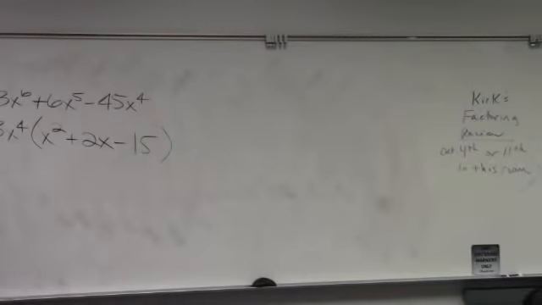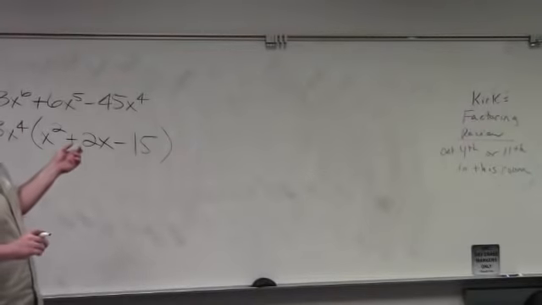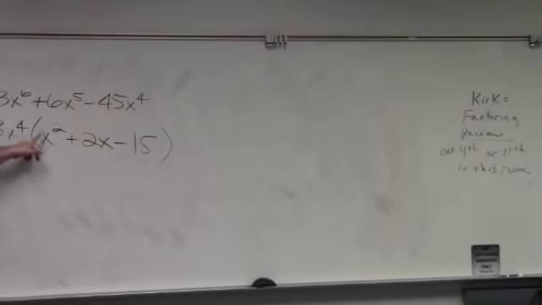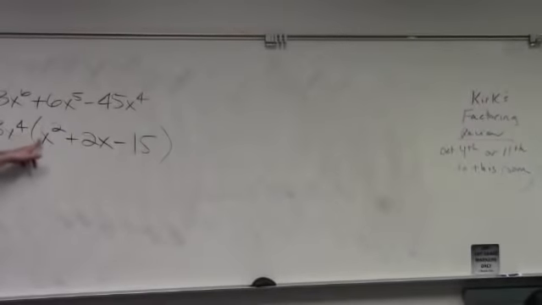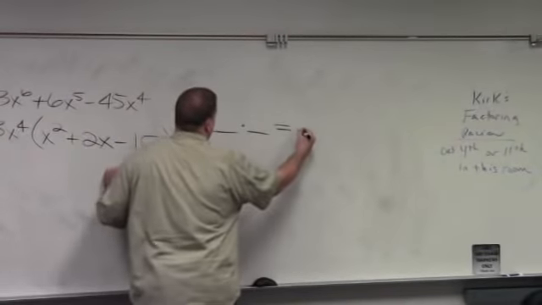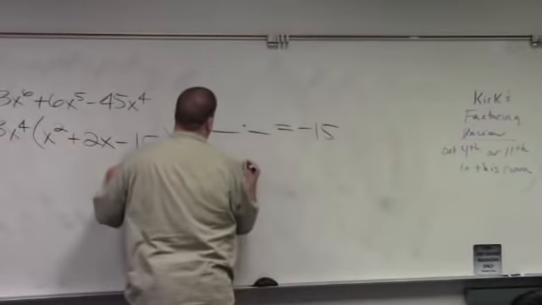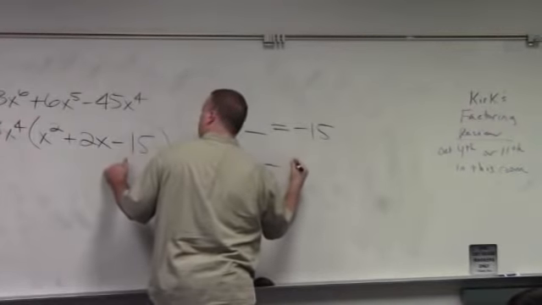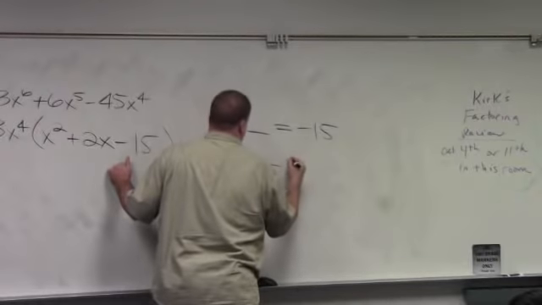Is it going to be one of those simple factoring ones, or is it the one where you have to do the front and back? What's that number in front of x squared? 1. So we just did our simple factoring now. What two numbers give us negative 15? Negative 3 and negative 5, and add up to a positive 2.